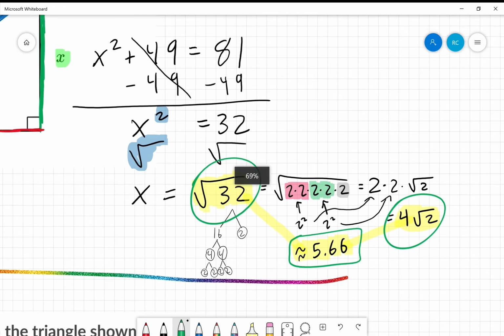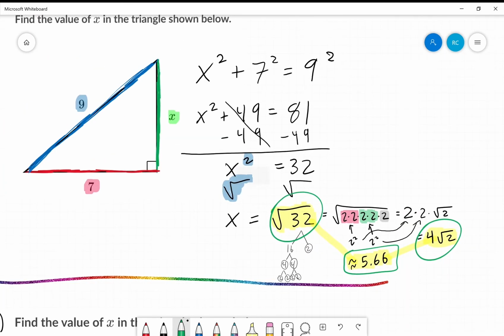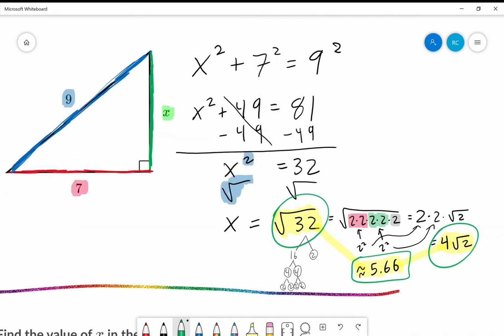So this was kind of 2 problems in one. The first problem was actually using the Pythagorean theorem. The second problem was simplifying that square root.